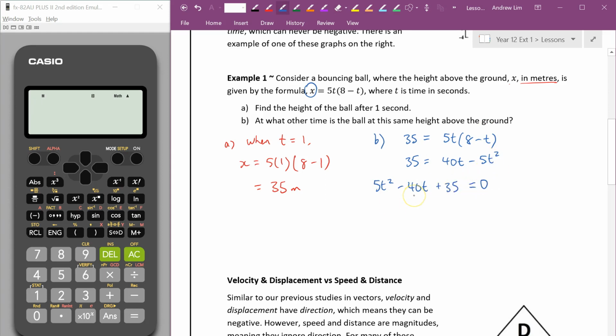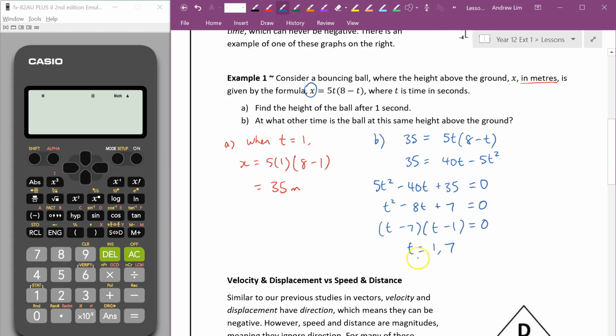I'll then just divide everything by 5. We can only do that if we have an equation. If it equals 0 or equals something, then you can divide it. Otherwise, you have to factorize it out. Anyway, we can see we've got a quadratic here. So I'm going to factorize that to (t minus 7)(t minus 1) is equal to 0. So t is equal to 1 and 7.